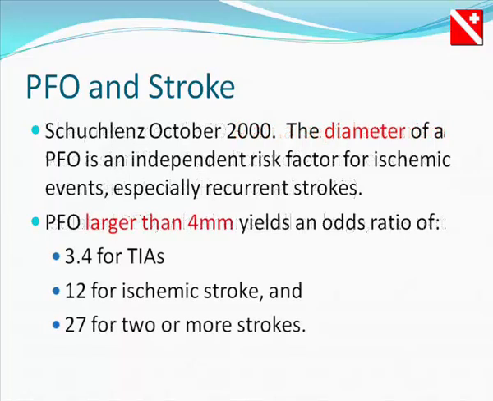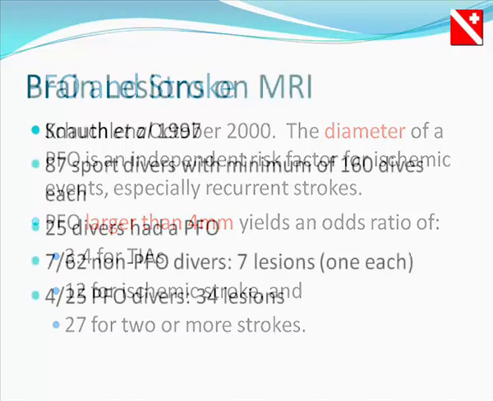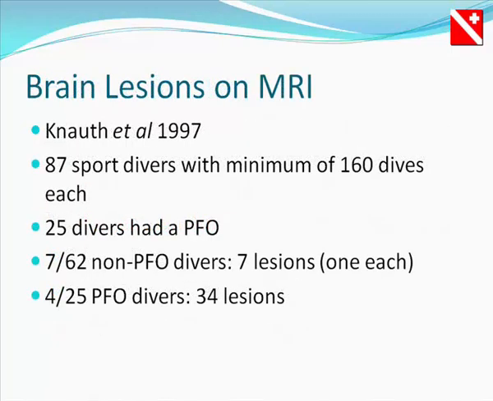And as far as size goes, it seems that 4 millimeter PFOs seem to be significant. So those two factors, when it comes to stroke assessment, floppy walls and more than 4 millimeter PFOs, are relevant when it comes to stroke. Knuth, who is one of the folks that really is very, very concerned about PFOs, found a lot of lesions and reached the conclusion that before you don your scuba tank, you need a PFO assessment. He's a minority, but he certainly made a case that PFOs are associated with these lesions.